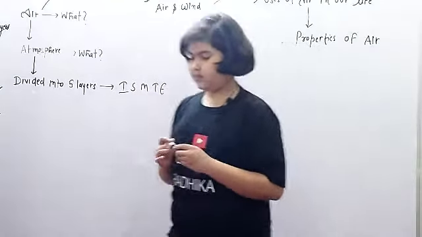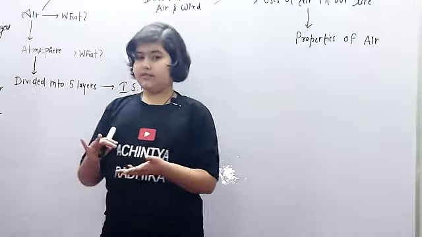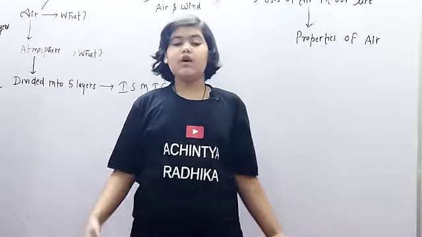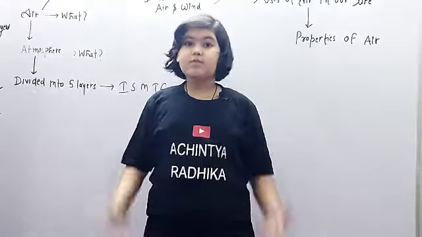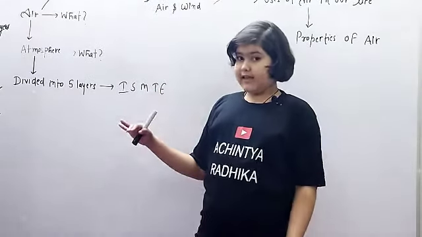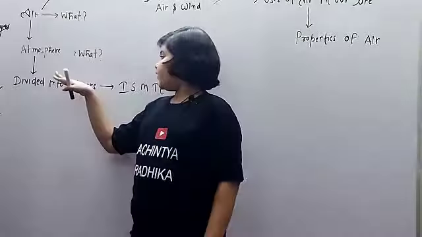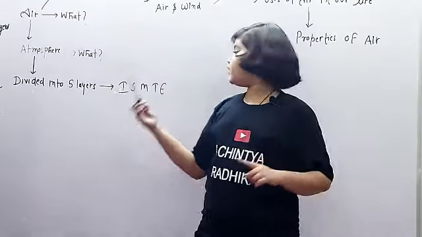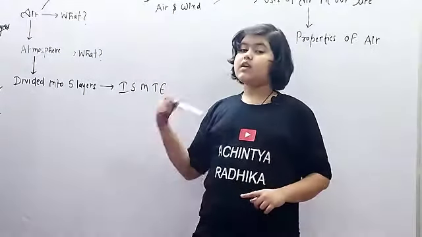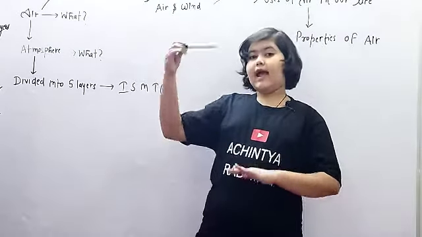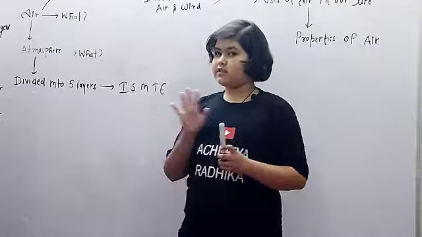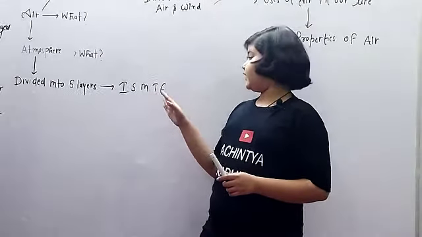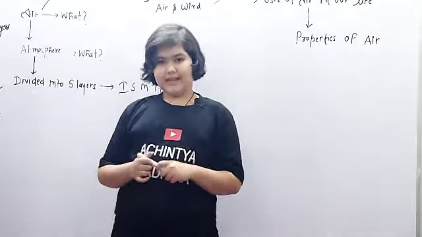Troposphere is the first layer of atmosphere, the layer in which we are. Right now I'm breathing, so I'm in the troposphere only. It's the first layer of atmosphere. The other layers, stratosphere, mesosphere, thermosphere, and exosphere, are increasing in altitude. So troposphere is the first layer, stratosphere the second, mesosphere the third, thermosphere the fourth, and exosphere is the 5th layer.